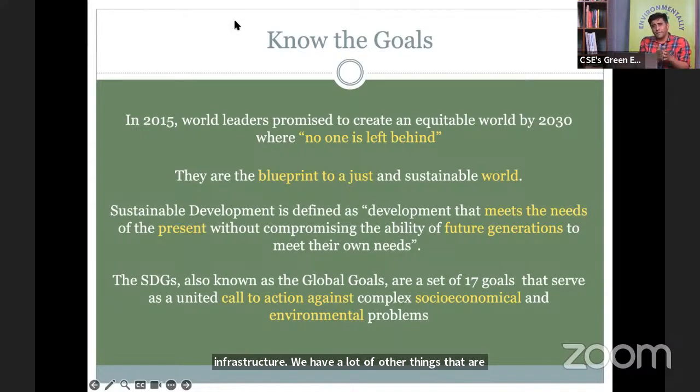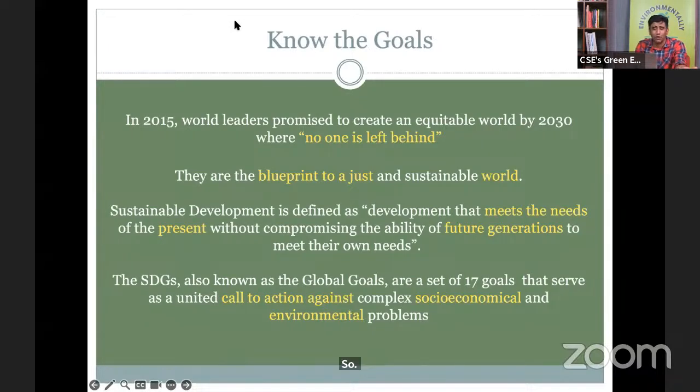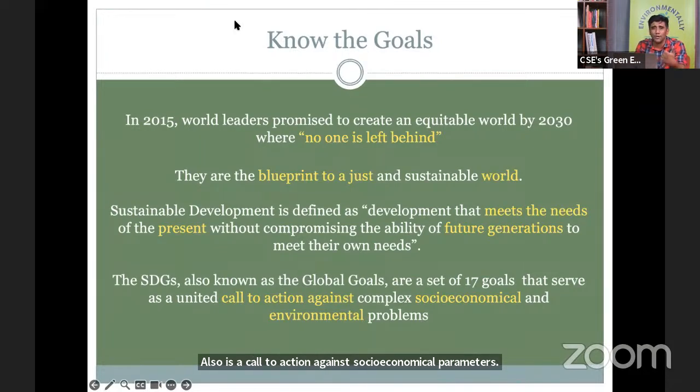The challenge that we are facing right now is how do we ensure there are enough natural resources and enough equity moving forward, and that future generations can also live the ideal world that we are aspiring to live. There are obviously a lot of imperfections in that, but we are trying to improve upon it every day through the SDGs. SDG is a call to action against socio-economical parameters, and it also is a call to action to address the environmental problem or the climate change problem that exists in the world today.